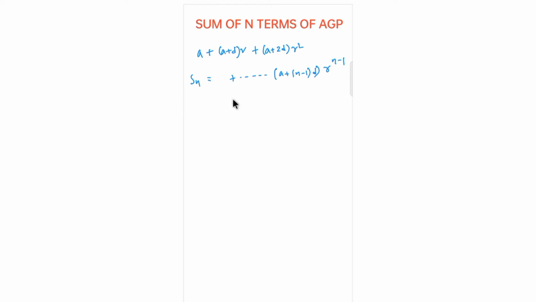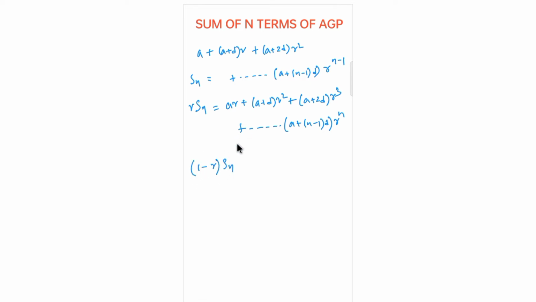Now you can just multiply by r on both sides. You get ar plus (a plus d) into r square plus (a plus 2d) into r cube plus so on, (a plus (n minus 1) into d) into r power n. Okay, this is what you want to get. Now you can just subtract these two.